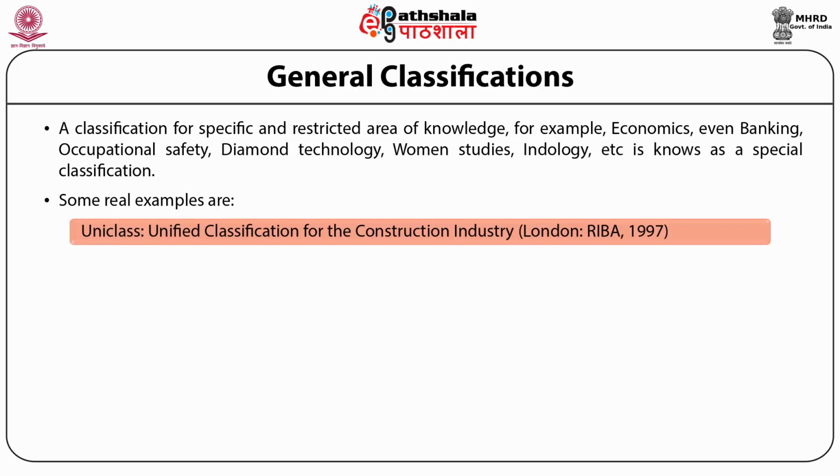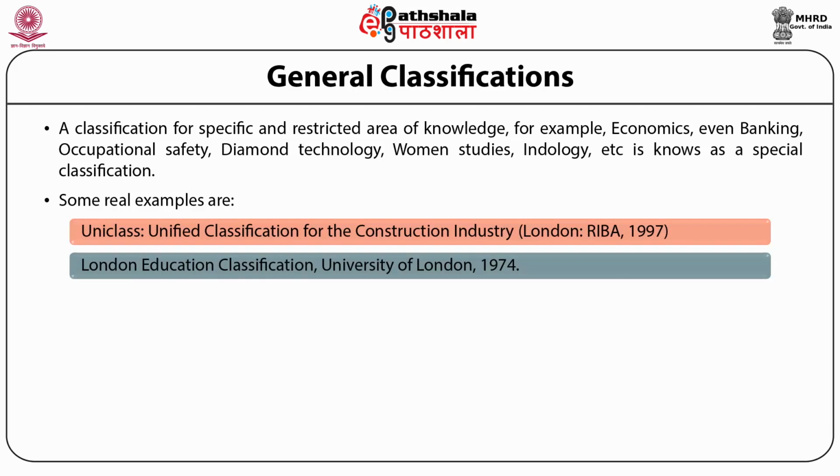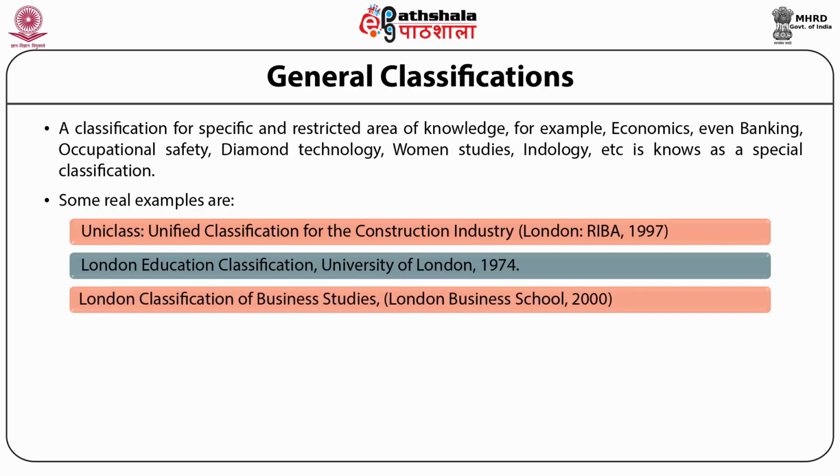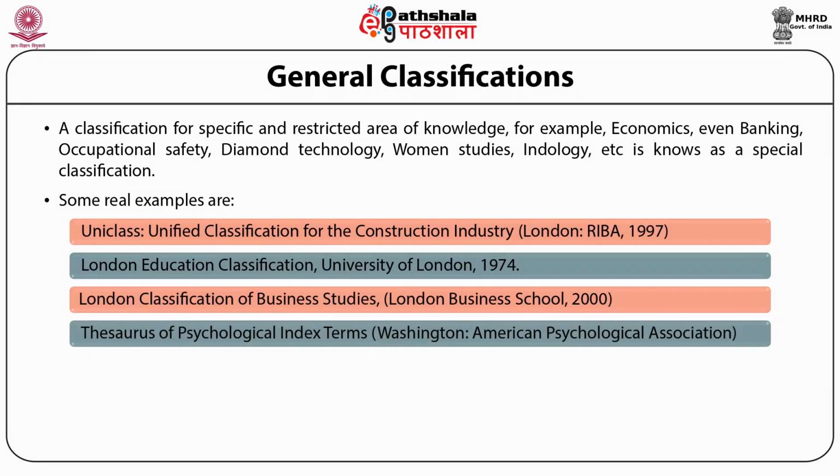Some of the examples of special classification systems are UNICLASS, that is, Unified Classification System for Construction and Industry, published in London in 1997. London Education Classification, University of London, is meant only for pedagogy or education subjects. London Classification of Business Studies, published by London Business School in 2000, is a classification for management and business studies. Then Thesaurus of Psychological Index Terms, published by the American Psychological Association in Washington, is a classification meant for psychology and related subjects.